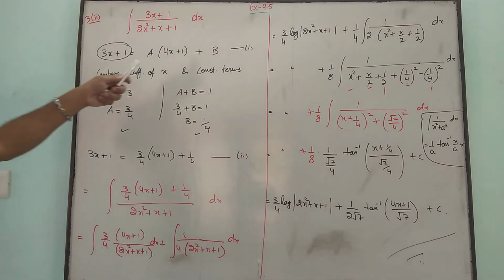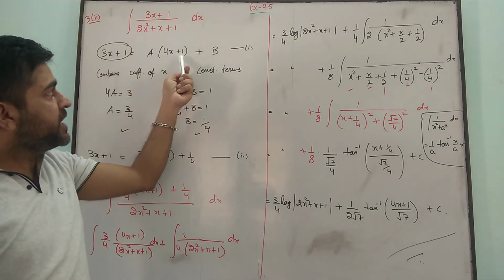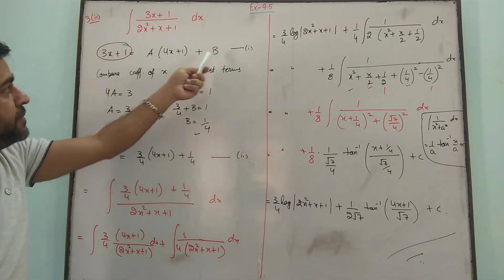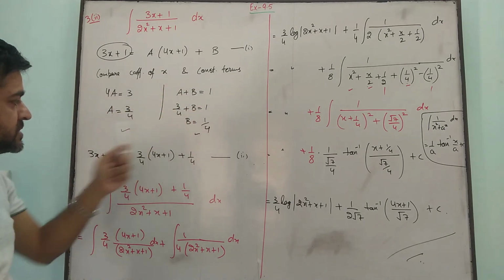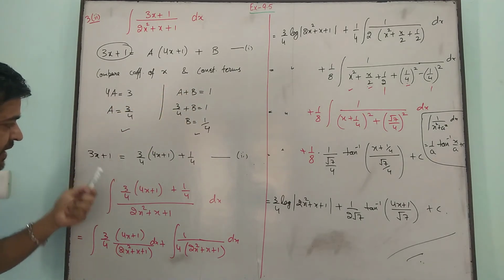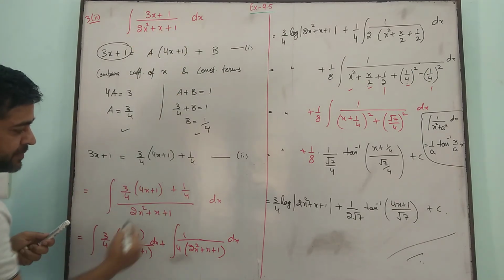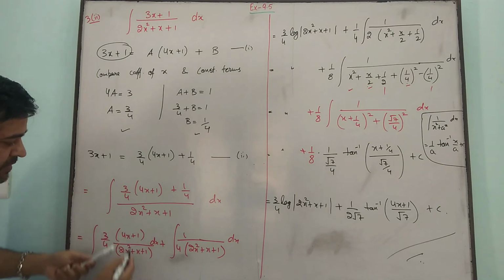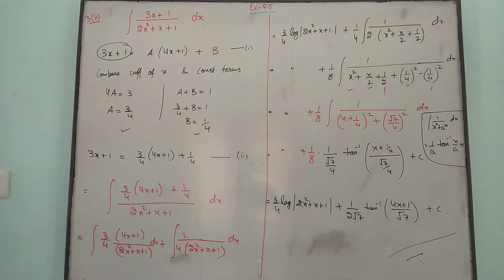So this is the method, linear upon quadratic. Linear is equal to a into derivative of quadratic plus b. A and b you will get by comparing the constant terms or the coefficients, and then the numerator is changed like this, and then separate the numerator. One method will be f dash x upon f x, and one will be the completing the square method. Put it down.